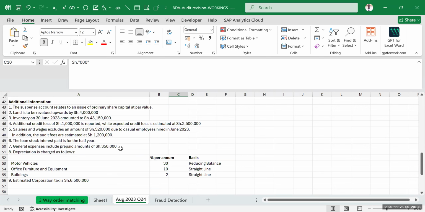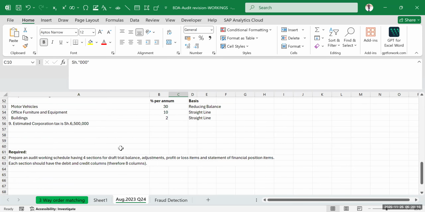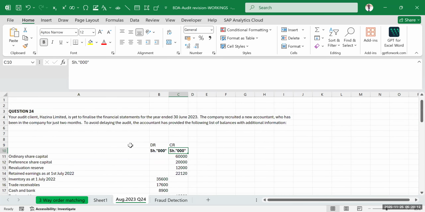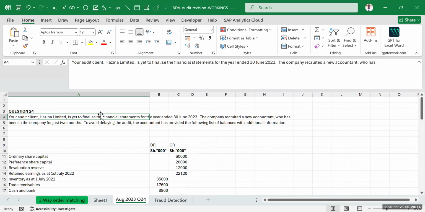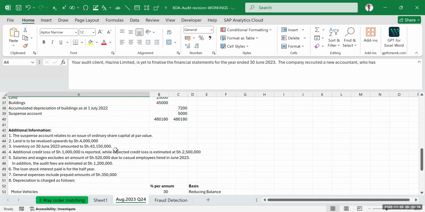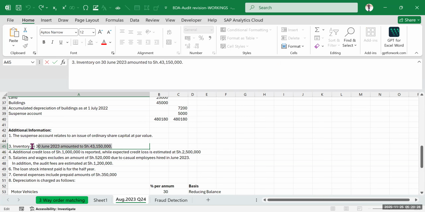Inventory on 30th of June 2023. When is that? 30th of June 2023 should be the date, our reporting date. So inventory, information 3, they're talking about inventory to be amounted to 43,150. That is the value of inventory at the close. So that is the closing inventory.